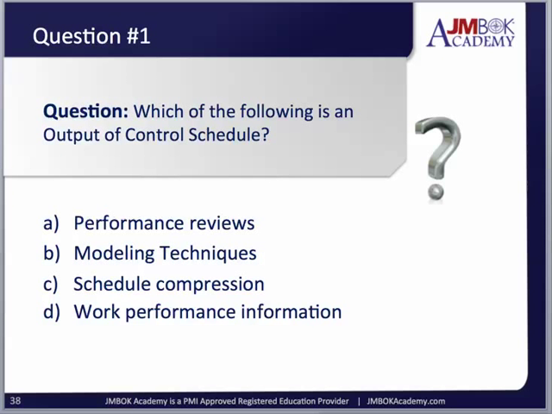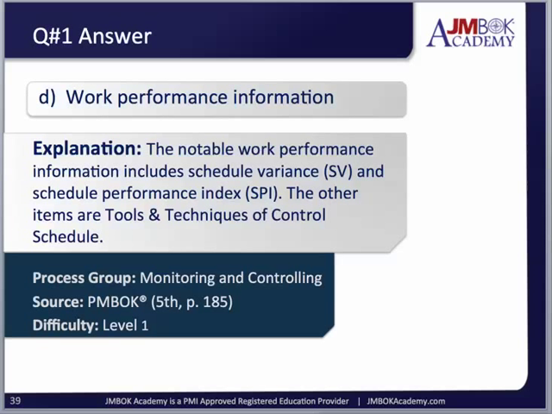Which of the following is an output of control schedule? Okay, so here's a pretty straightforward question. You're being asked, what is an output of control schedule? Is it A, performance reviews, B, modeling techniques, C, schedule compression, or D, work performance information? Think about it for a second. Well, the answer is D, work performance information.